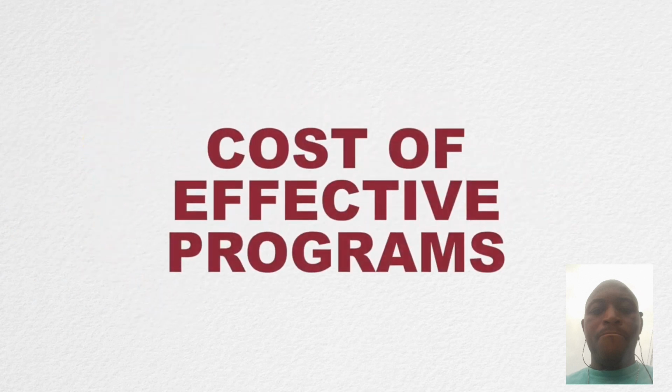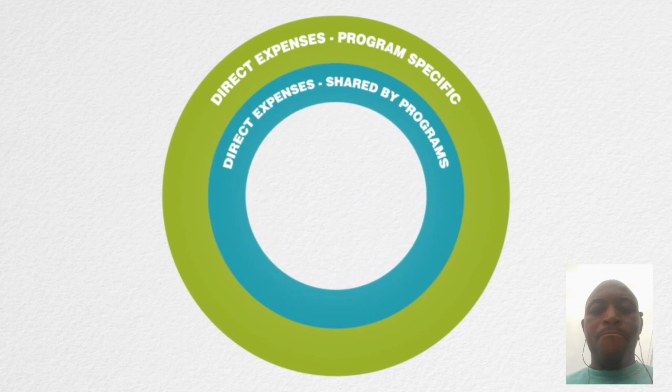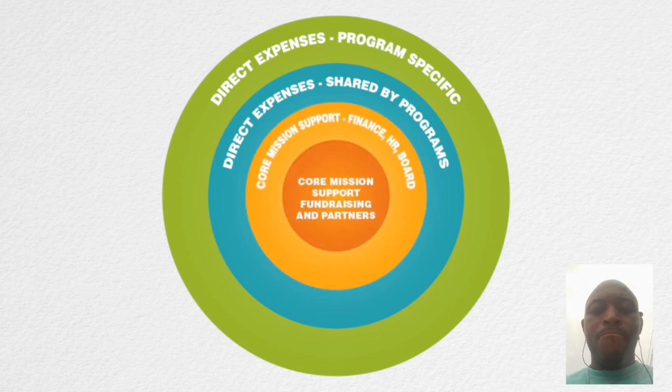Now we're ready to talk about the cost of effective programs. How much does it cost to provide the services? The true cost of programs includes direct costs that are normally attributed to the program, plus allocations for common costs such as occupancy, technology, office expenses, and communications. Programs also require the services of human resources, accounting, and other centralized administrative functions.